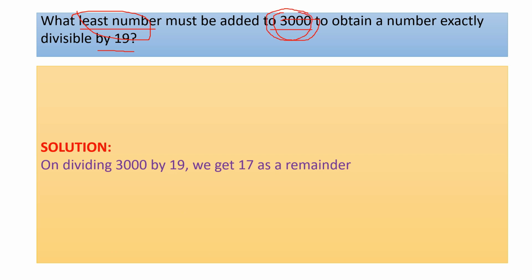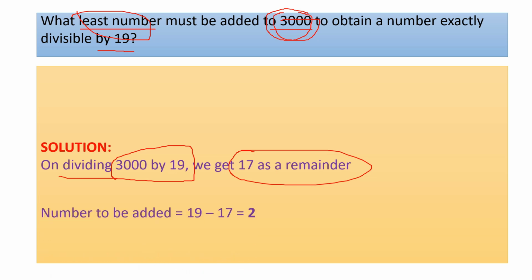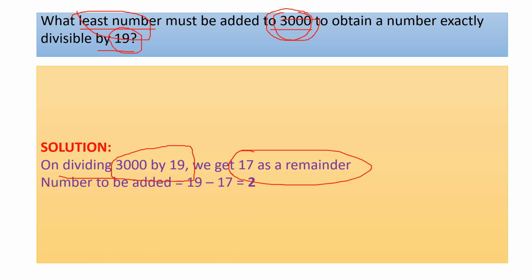First we are taking the given numeral 3000 and dividing 3000 by 19. On dividing 3000 by 19, we are getting 17 as the remainder. So we can easily find the least number which has to be added to the given numeral. For that we are taking the difference of the divisor, which is 19, and the remainder. So 19 minus 17 is 2. So the number to be added here is 2, and this is the least number.